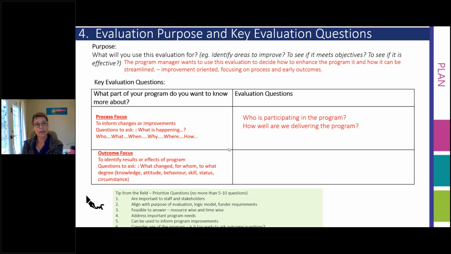In this case, we're looking at things like knowledge, attitude, behavior, skill, status. By status, we mean things like health status or living status, and similarly circumstance, which might be related to employment. Have their circumstances in terms of employment changed? So the kinds of questions that you could ask for that are going to come. Maria?